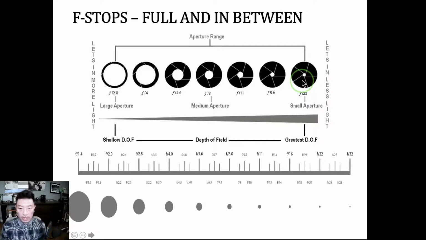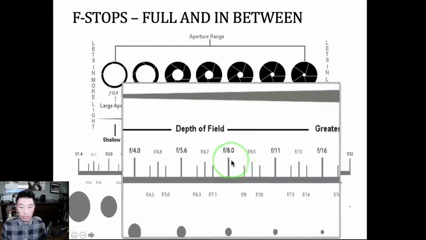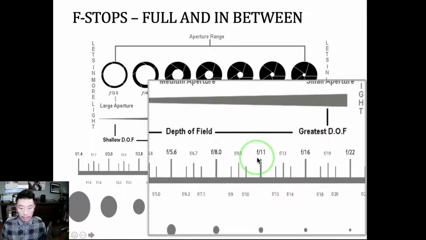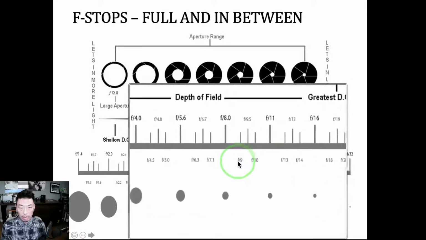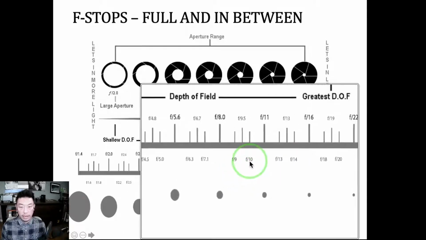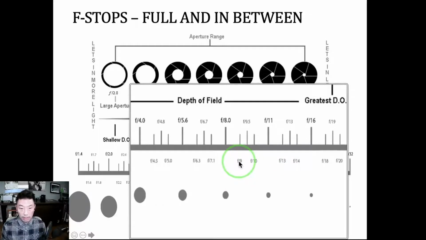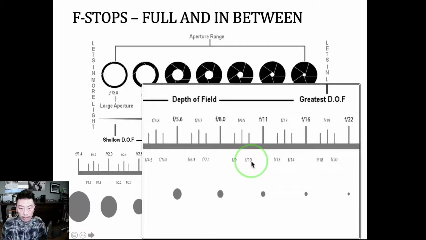Back in the film days, your lenses would only go to these full f-stops. However, in this digital era, your lenses can actually go in between these full f-stops. So if you were to go to your lens, let's say from f8 and you close down to f11, you would see along the way there f9, f10, and then f11. These are incremental stops, or 1/3.